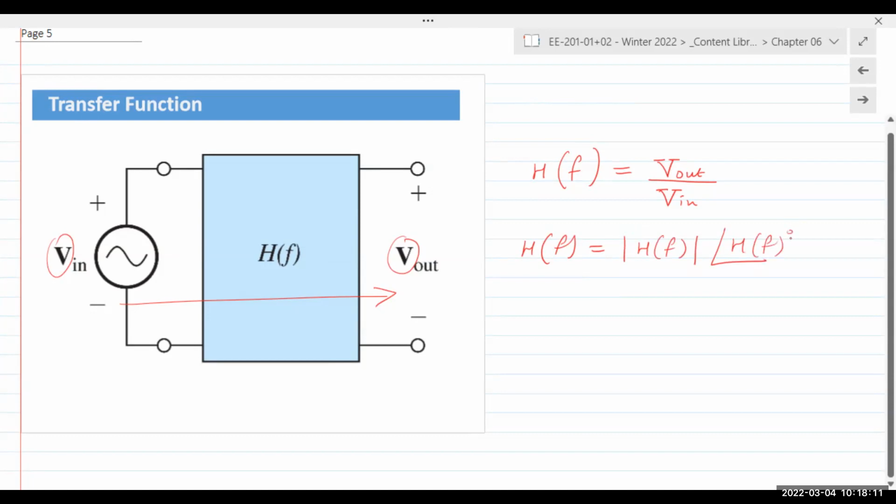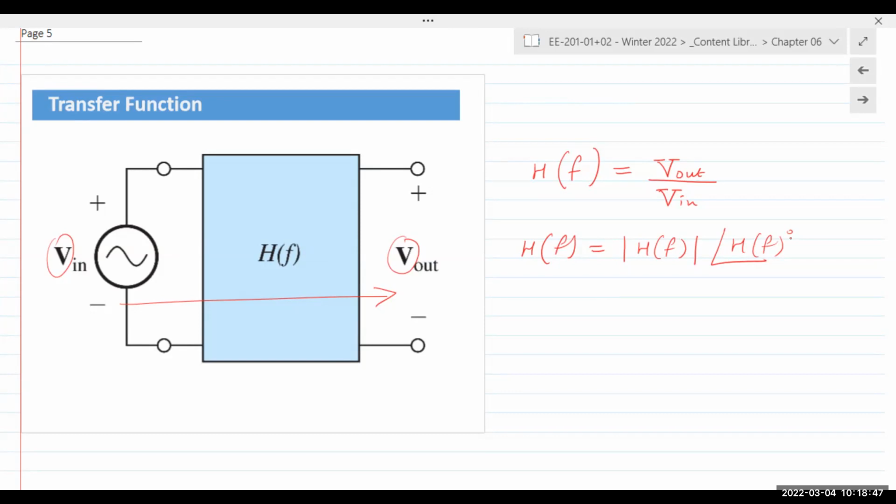It has magnitude and it has phase. And because it is a ratio of voltages, it is unitless. It doesn't have any units. Okay, so there are no units for H of f. Again, H of f is simply describing how the input is going to be transferred to the output. If this was an amplifier circuit, H of f would simply be describing the gain of the amplifier. Right? H of f would simply describe how the input is being transferred to the output.